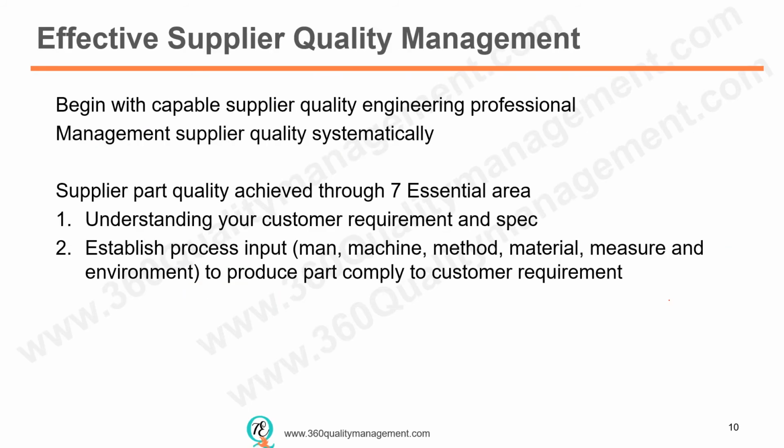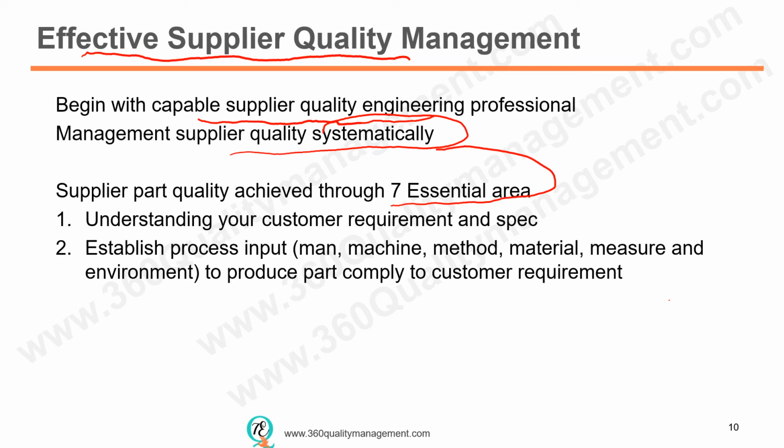Let's take a look at what is effective supplier quality management, which begins with capable supplier quality engineering professionals that are able to manage supplier quality systematically. So supplier's part quality is actually achieved through the 7 essential parts, and there are 2 things that you must keep in mind: you have to understand the customer's requirements and specs, and then ensure that suppliers establish the process inputs and also control those process inputs to produce parts that comply with the customer's requirements.